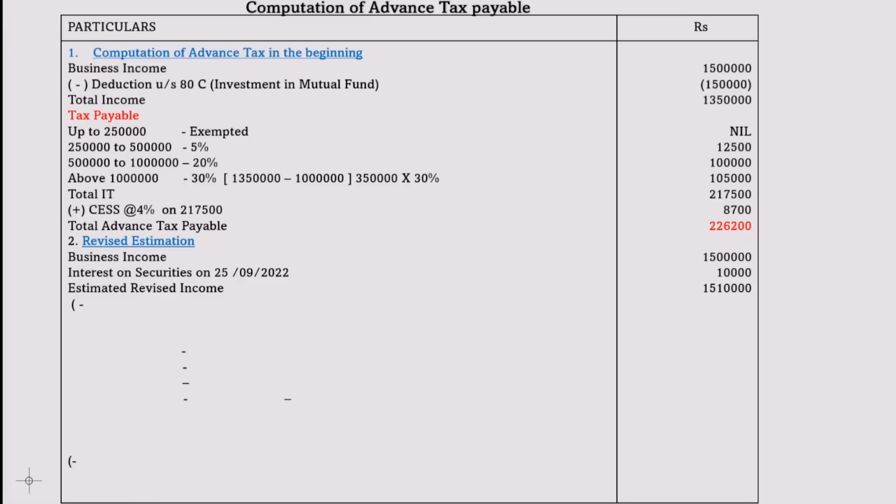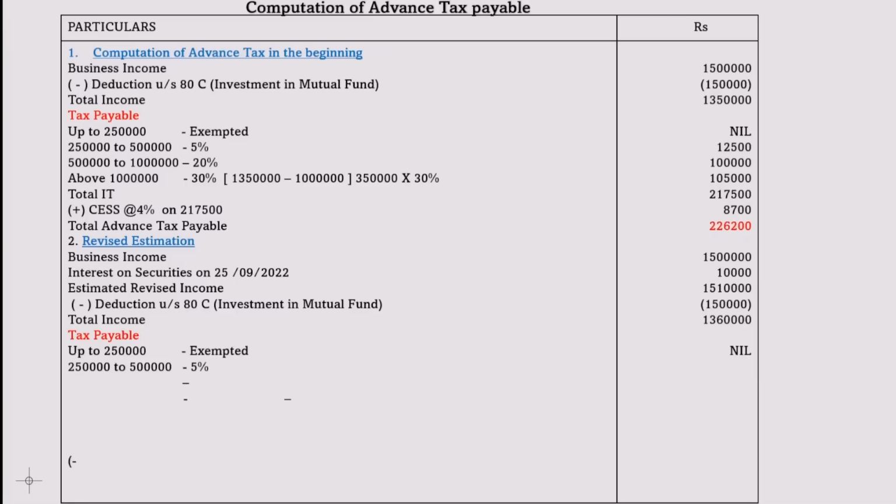From this we need to deduct the deduction under section 80C. So that is investment in mutual funds, 1,50,000. 15 lakh 10,000 minus 1,50,000, total income is 13 lakh 60,000. On this we need to pay tax now. The same rules are applicable. Up to 2,50,000 is exempted, nil. 2,50,000 to 5 lakh, 5% on 2,50,000, 12,500. 5 lakh to 10 lakh, 20%. So 5 lakh into 20%, 1 lakh rupees. Above 10 lakh, we need to pay 30%.